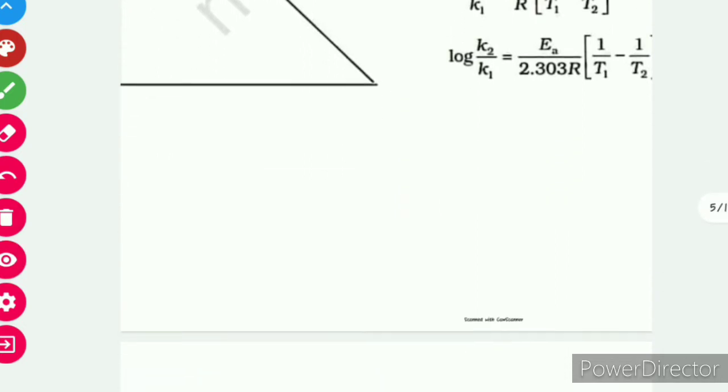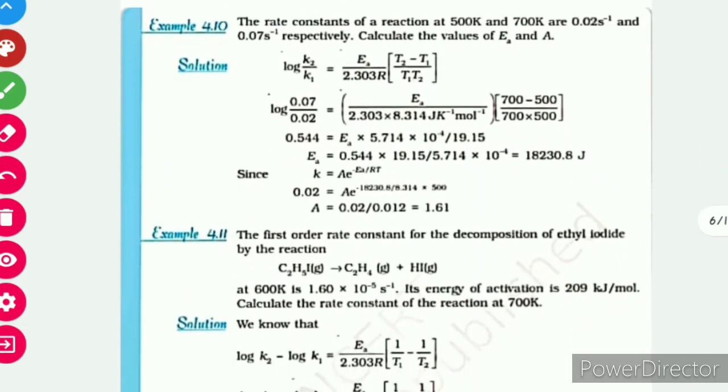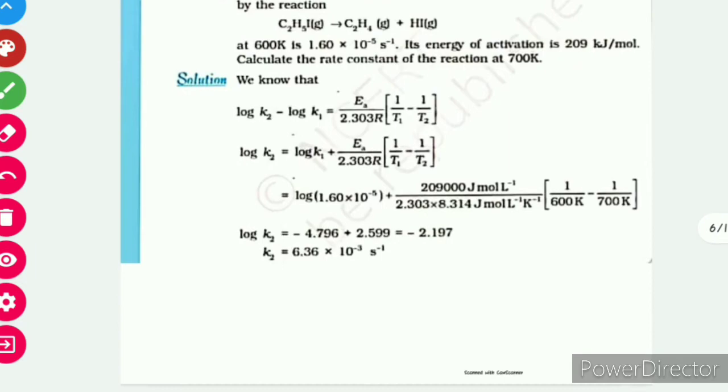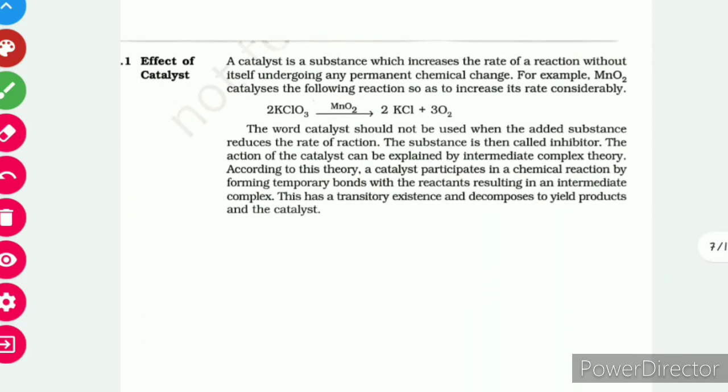Now, we will use this equation for calculation of A, EA and K. Examples given. Now, effect of catalyst.